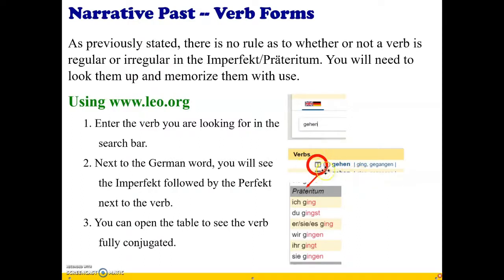If you open up the table, you will see Präteritum. Leo uses the word Präteritum. Imperfect and Präteritum are interchangeable. Just depends on which site you are looking at. So knowing that Leo uses the word Präteritum, when you open that table, you will see Präteritum, and here's my fully conjugated gehen in the narrative past tense. So I would see ich ging, du gingst, er, sie, es ging, wir gingen, ihr gingt, and sie, the formal Sie capitalized, gingen. Okay, so that is the narrative past tense.